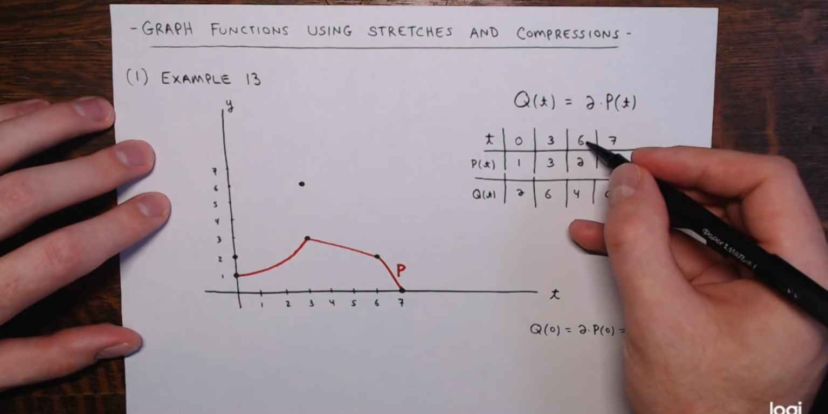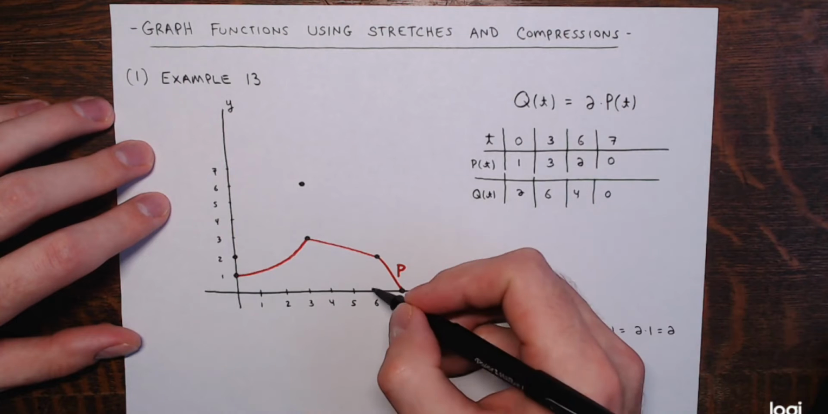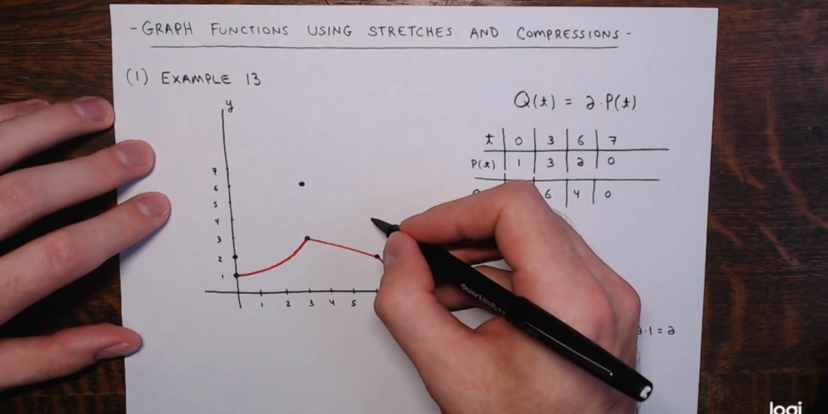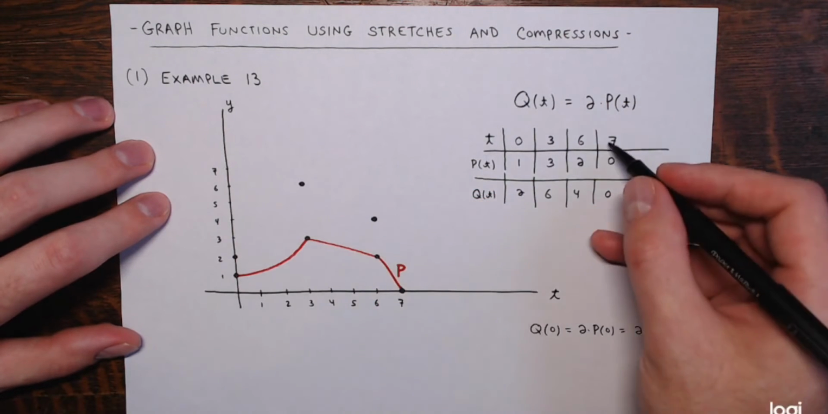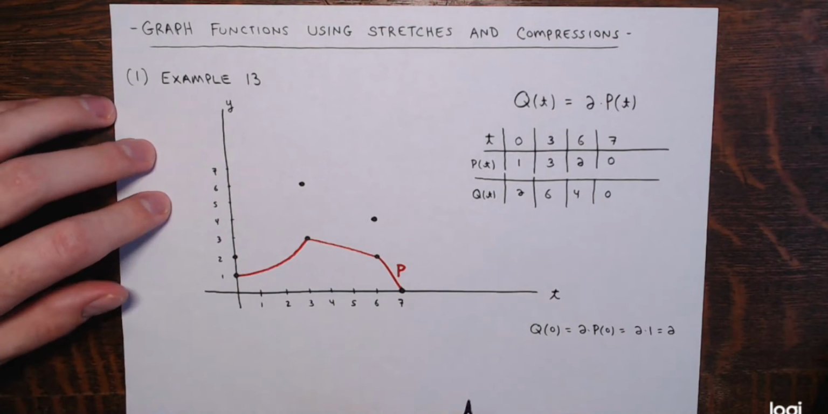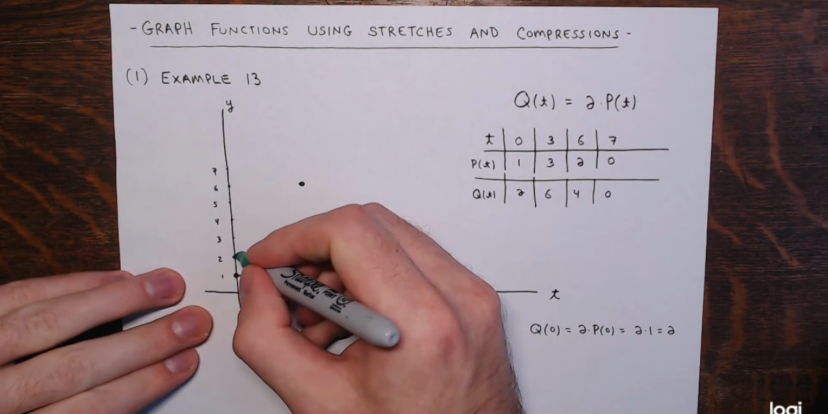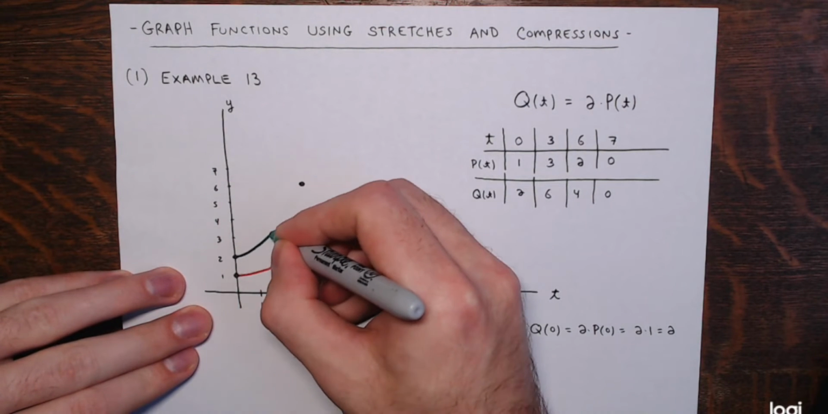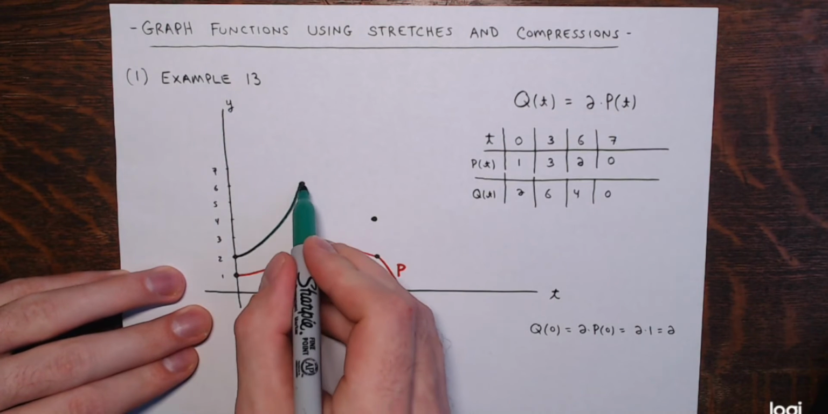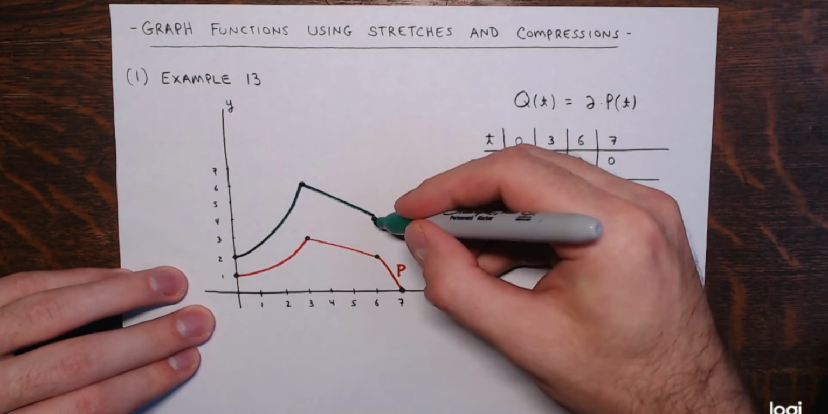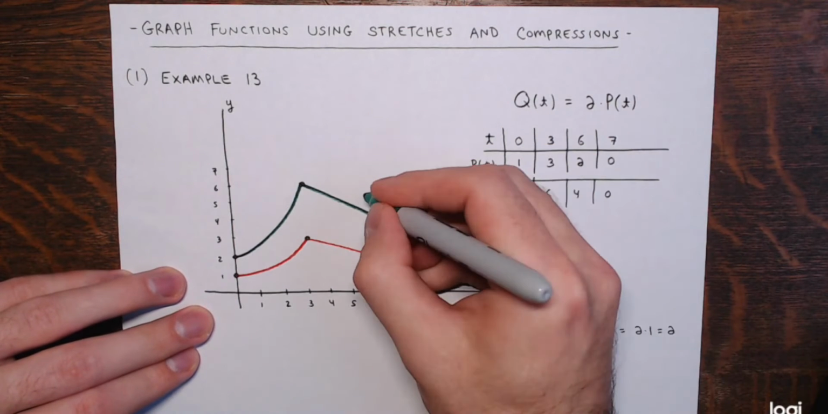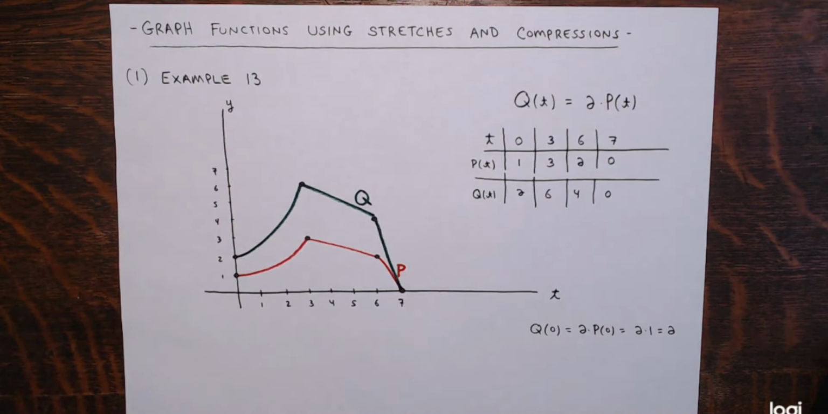For this function Q, we have input 6, output 4. So instead of 6, 2, now I'm at 6, 4. And 7, 0, so still 7, 0, and it follows the same pattern. That's what was said to us. So it curls up from this point to this point, then is a straight line, and then another straight line down. So here's the graph of Q, which has the same general pattern, not the exact same shape, but double the size. Double the outputs.